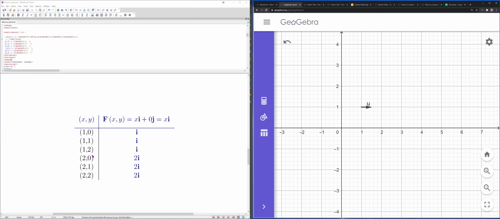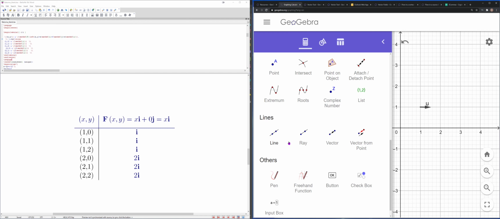What about at the point (1, 2)? So at the point x equal to 1, y equal to 2, I'm going to have a next vector. Now, how do I work out what that vector is? Well, I put x equal to 1 and y equal to 2 into this, and I'm going to get i over here and then 0j. So I'm just going to get 1 (x is equal to 1) times i. So at the point (1, 2), I'm just going to get i again. Okay, so let's plot that.